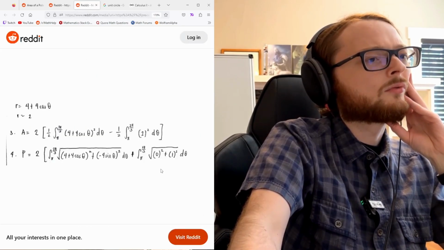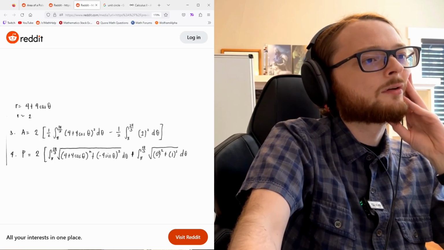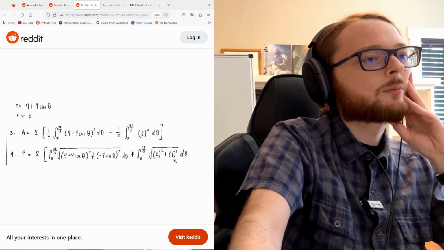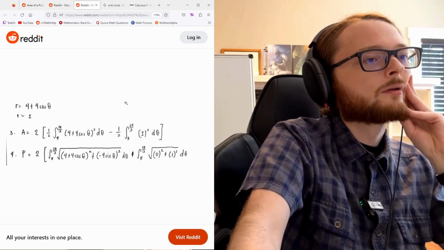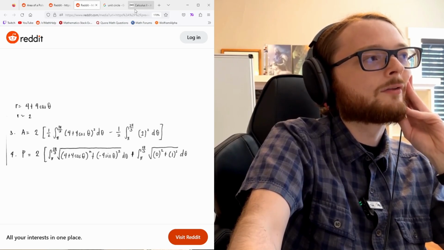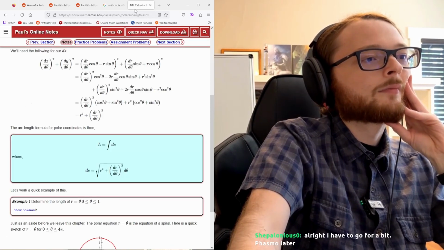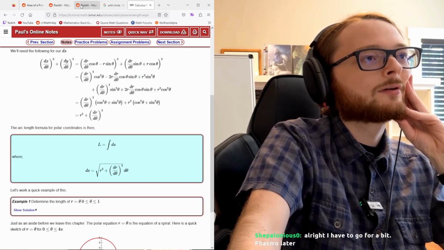Now, did they get confused over here? It should be 2 squared plus 0 squared. I wonder why they put 0 there. You have to go for a bit? Alright. See you later, Shep. Hopefully for some Phasma later.